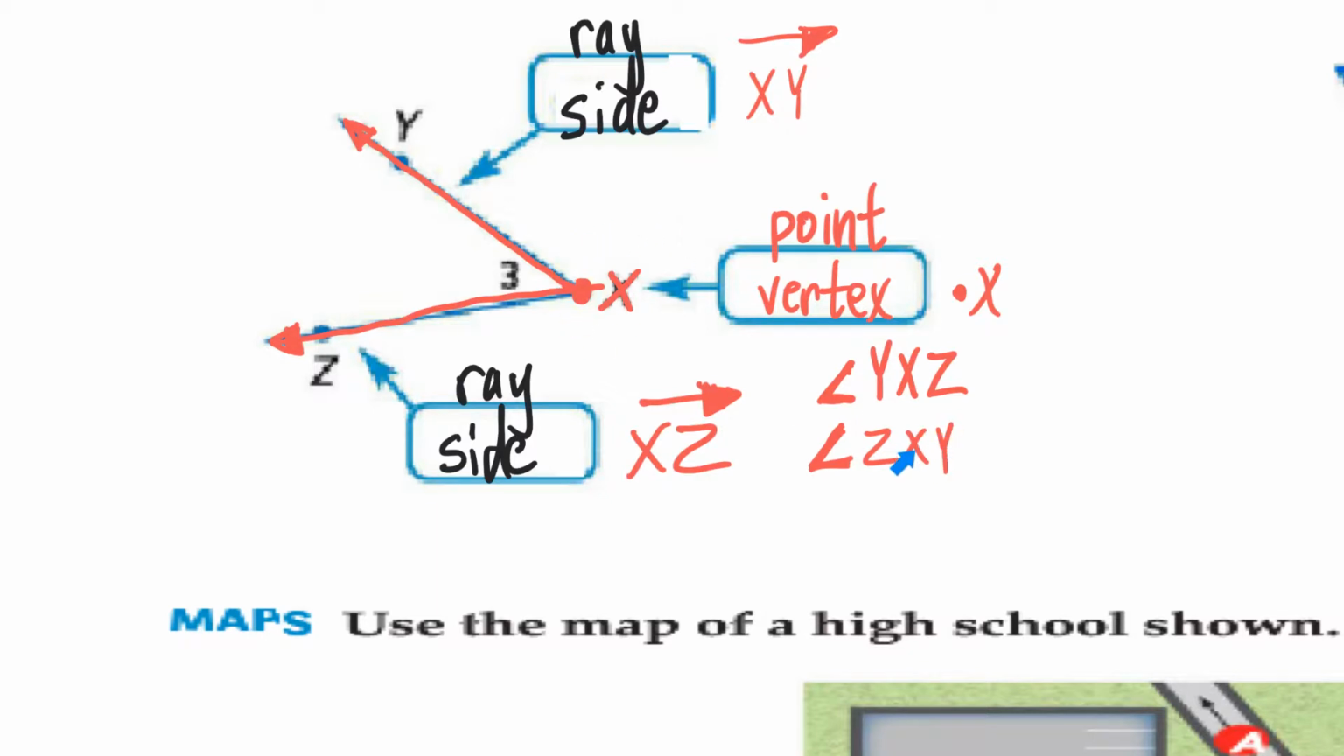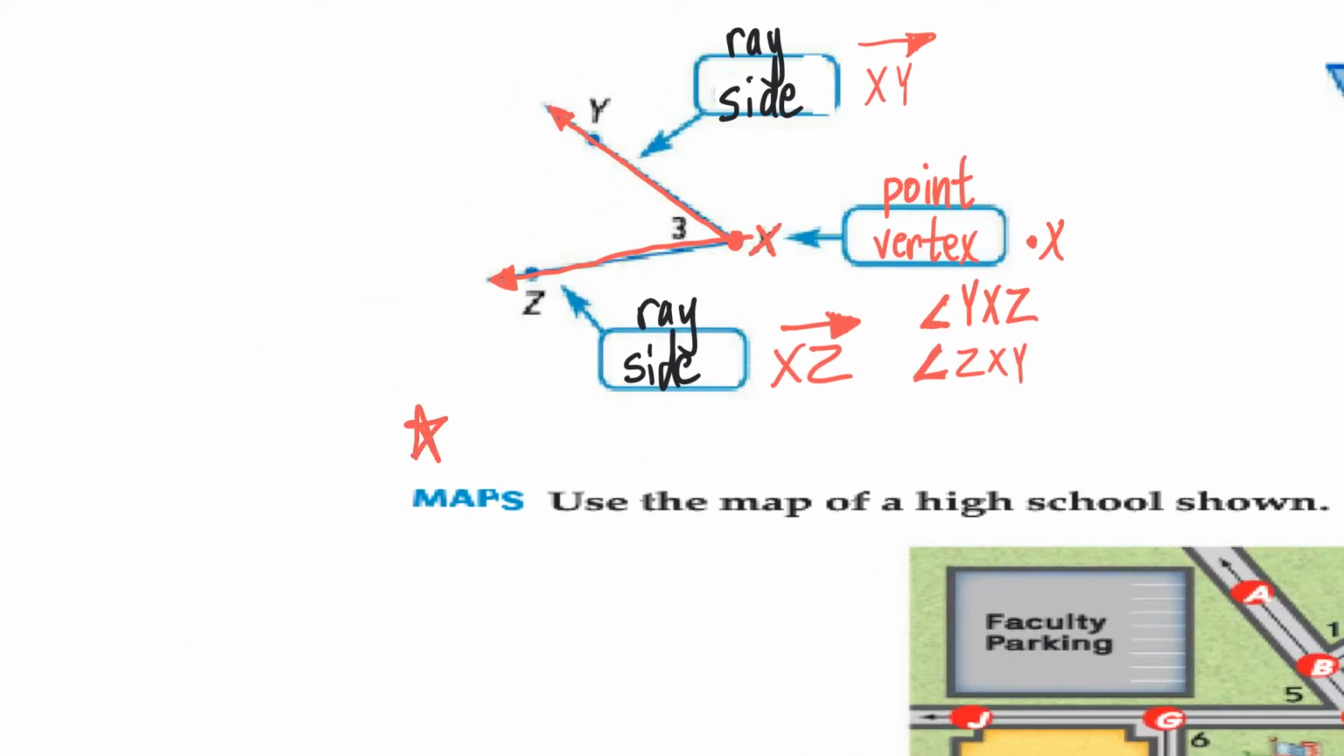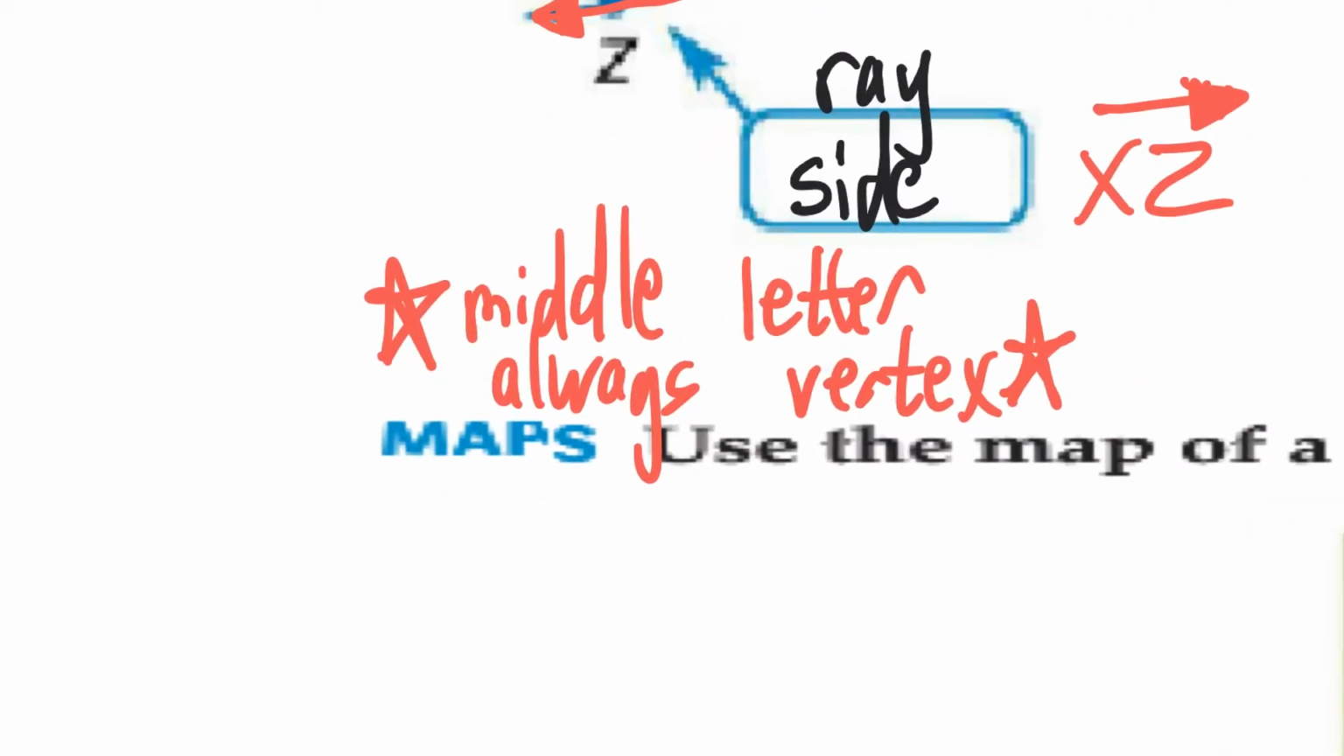So what is X on this angle? It is the vertex, right? So I want you to write a note down about this. This is very important, okay? The middle letter is always the vertex. When you're naming an angle, the middle letter is always the vertex. It's the way it has to be.